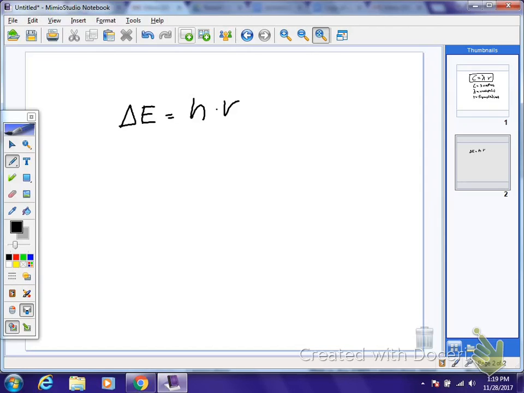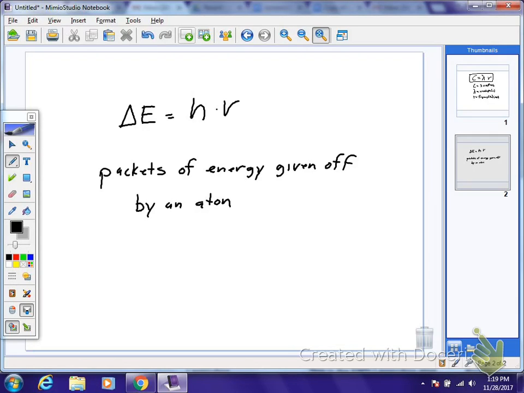They were called a quantum of energy. So I'm going to go ahead and put down here: packets of energies given off by an atom is called a quantum.